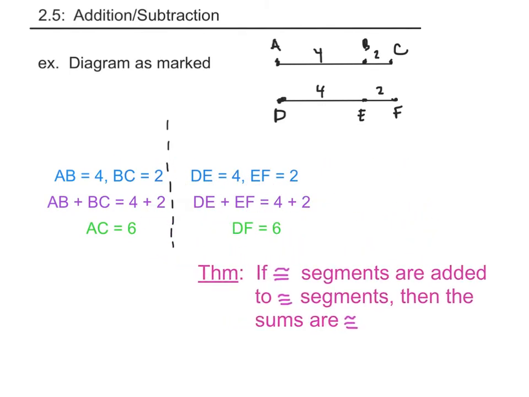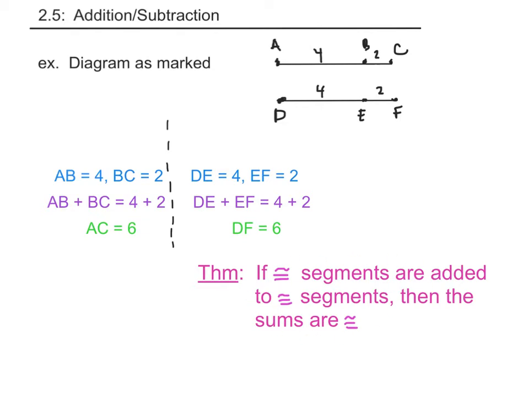So let's take a look at the new theorem we just discovered. If congruent segments are added to congruent segments, what does that mean? These guys are congruent. Let's add them to these guys because these guys are also congruent. So if congruent segments are added to congruent segments, then the sums are congruent. That's the 6's. So basically, if the 4's are the same and the 2's are the same, when I add 4 and 2 here and I add 4 and 2 here, I get that the 6 is the same. Now this is all easy with numbers, but later in the proofs, we're going to take away those numbers and we're going to be talking real generally like this.